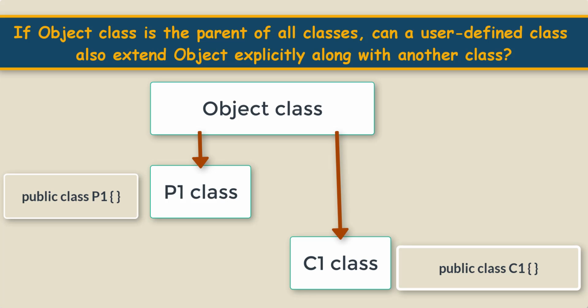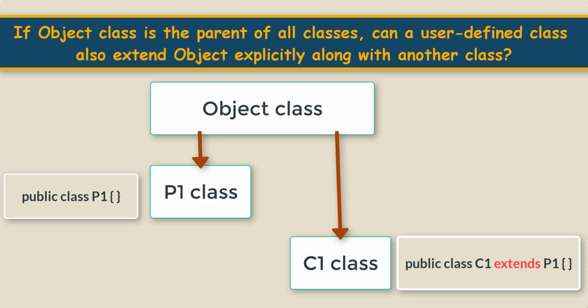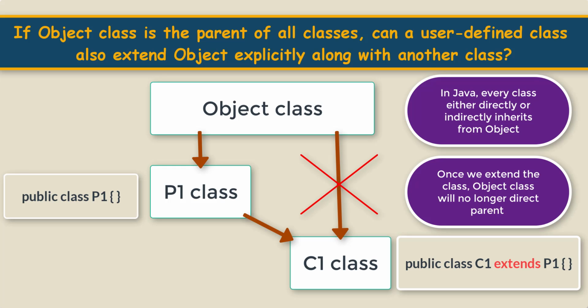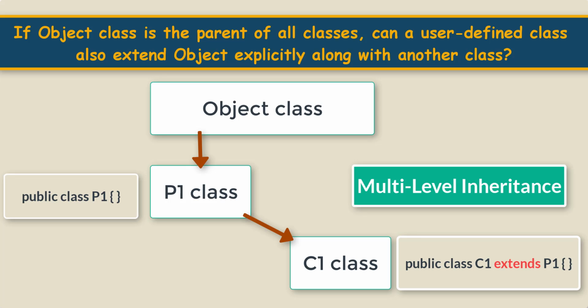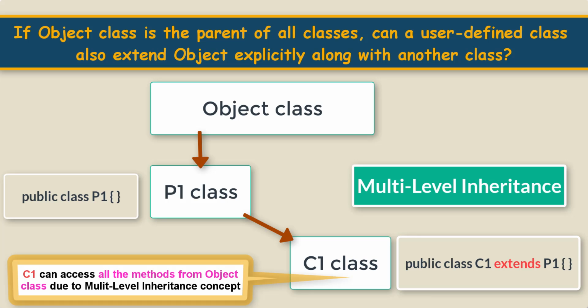Now I am going to extend C1 from P1: public class C1 extends P1. So the moment you extend C1 from P1, the immediate parent for C1 will be P1, not the Object class. So the immediate parent of C1 is P1 and the immediate superclass of P1 is the Object class. So this is not multiple inheritance. This is multi-level inheritance again. Due to the multi-level inheritance property, we will be able to call the methods of the Object class in C1 as well, even though Object class is not a direct parent of C1.